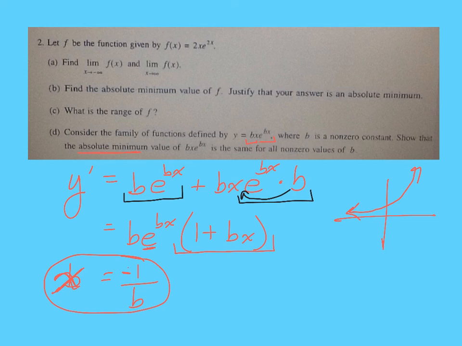So the absolute minimum will occur when x is negative 1 over b. No matter what b we put in there, that's when it is going to happen. And then if we put that back into our function, just like we had before, we're going to get the same value all the time.